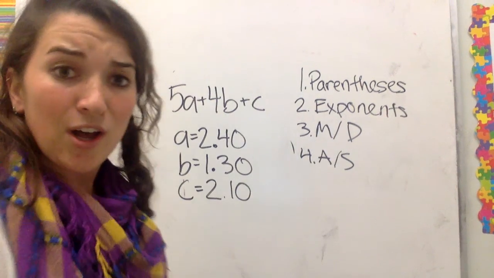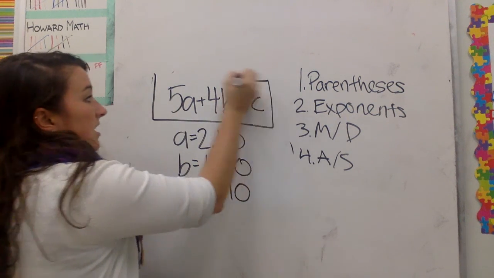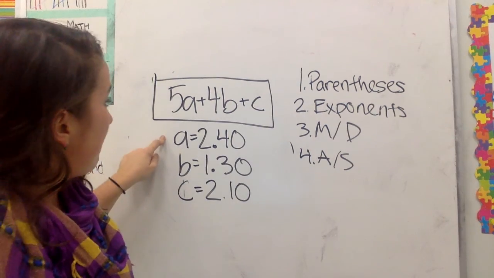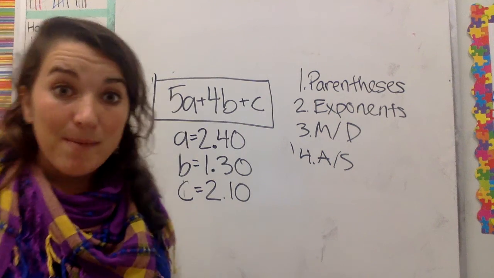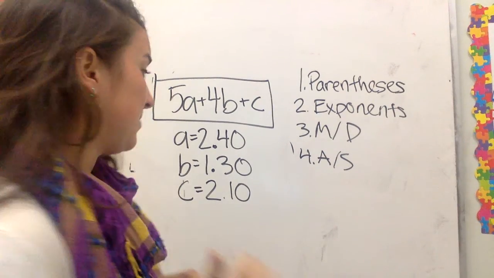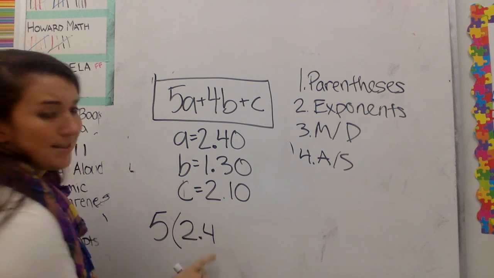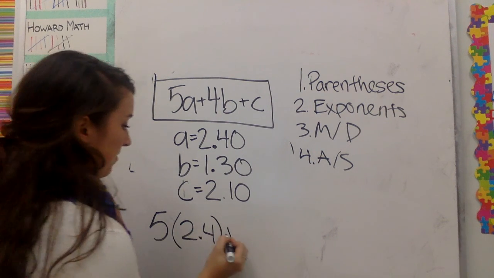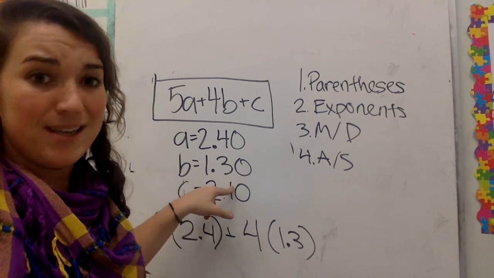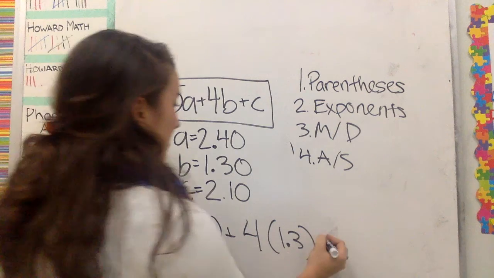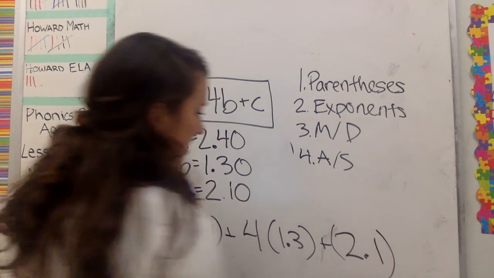How much did Mrs. Perez spend on toys? So we're trying to figure out how much she spent. This expression tells us how much she spent, and we have the value of each variable. So all we're going to do is plug into this expression. Remember, when you have a number next to a variable, it means multiplication. So it should look like this: 5 times 2.4, which is the same thing as 2.40, plus 4 times 1.3, which is the same thing as 1.30. You can get rid of that 0 at the end, plus 2.1. I'm going to put parentheses around it as well.